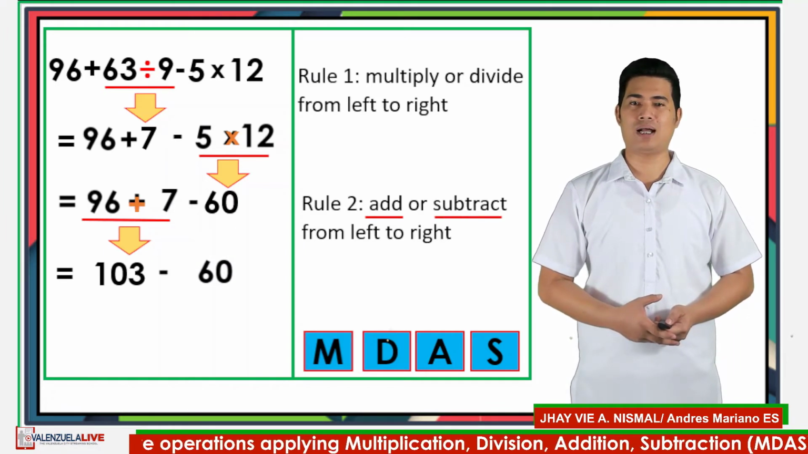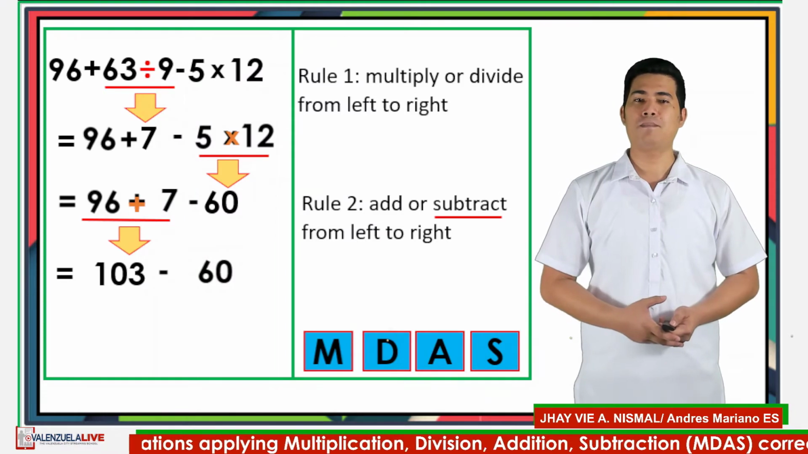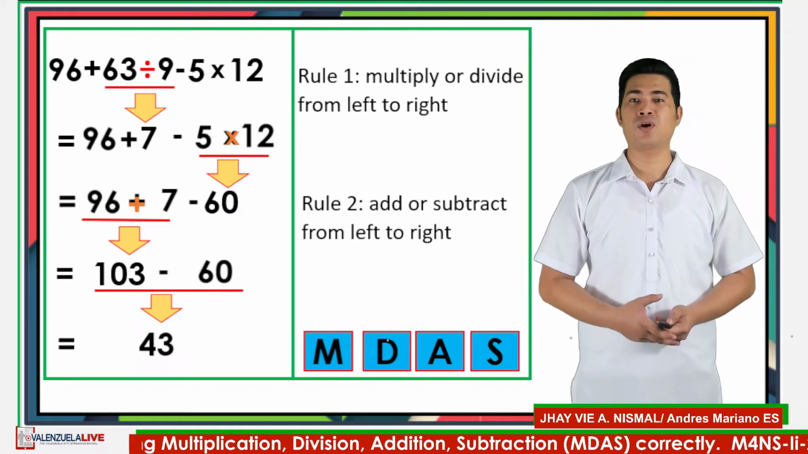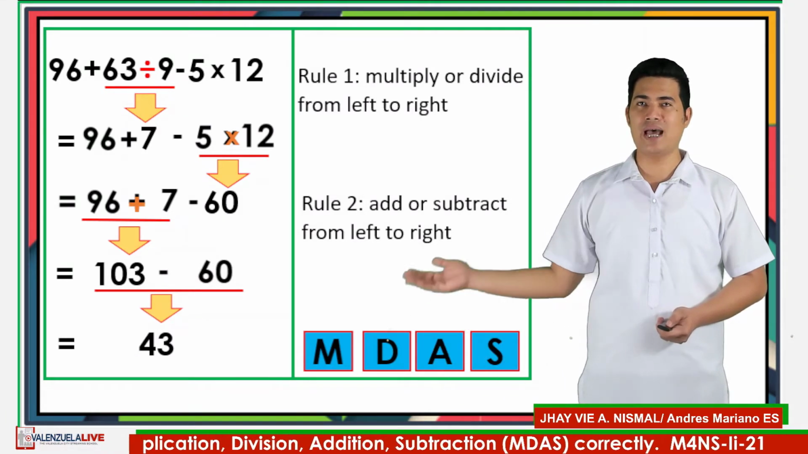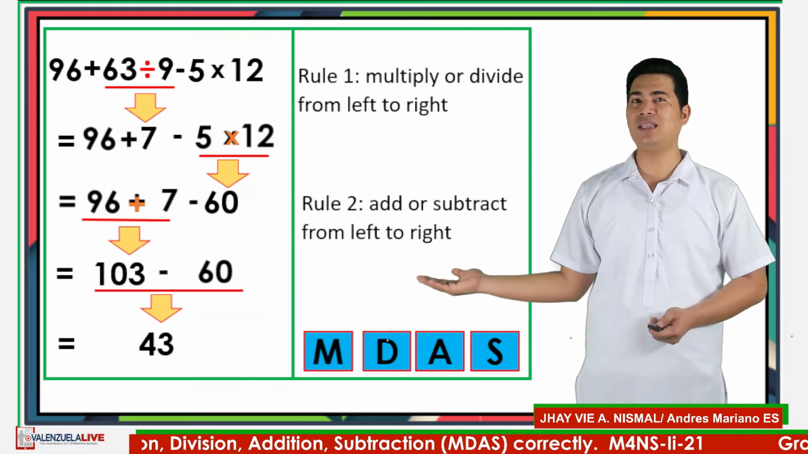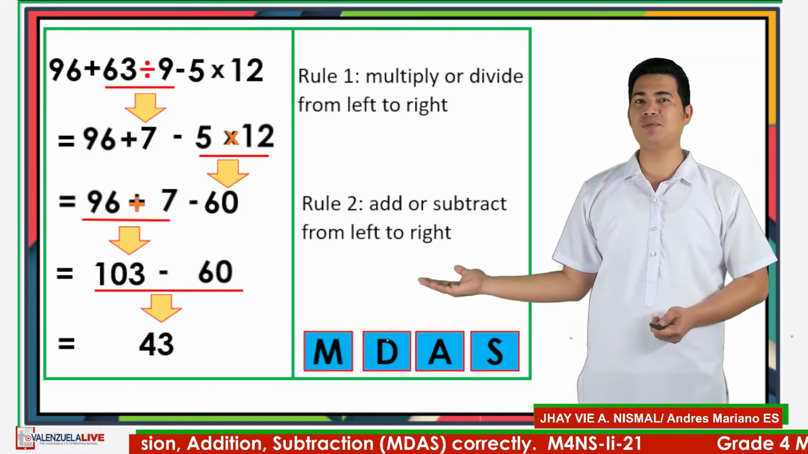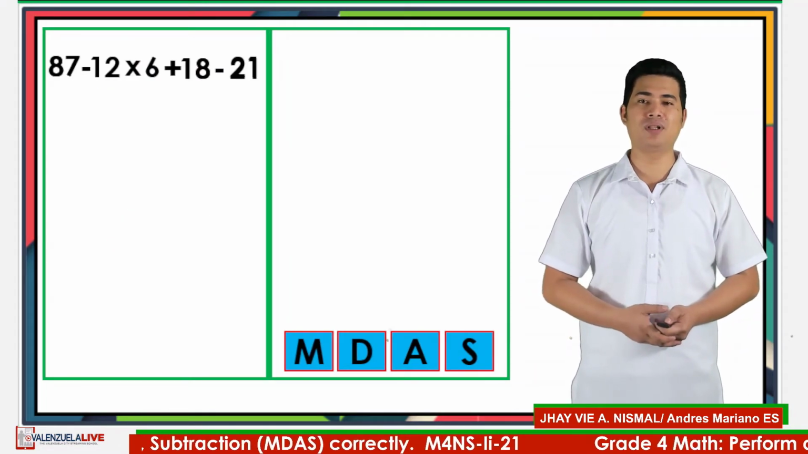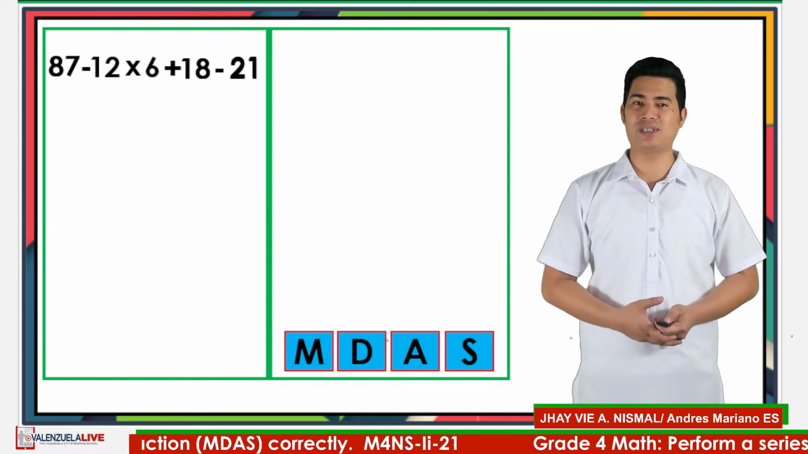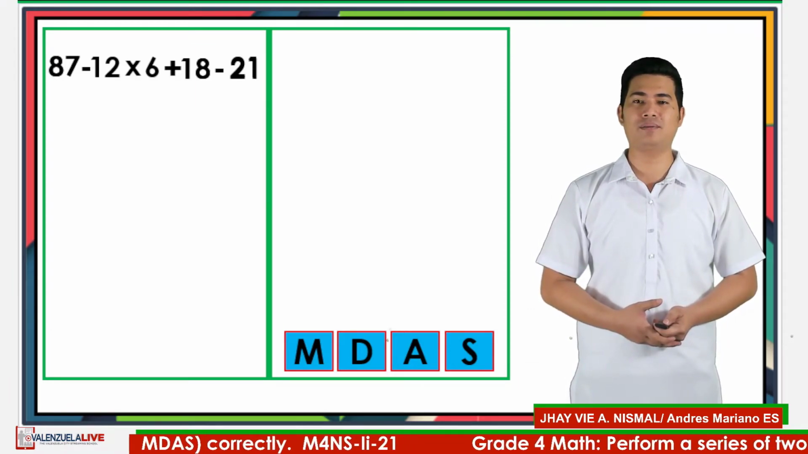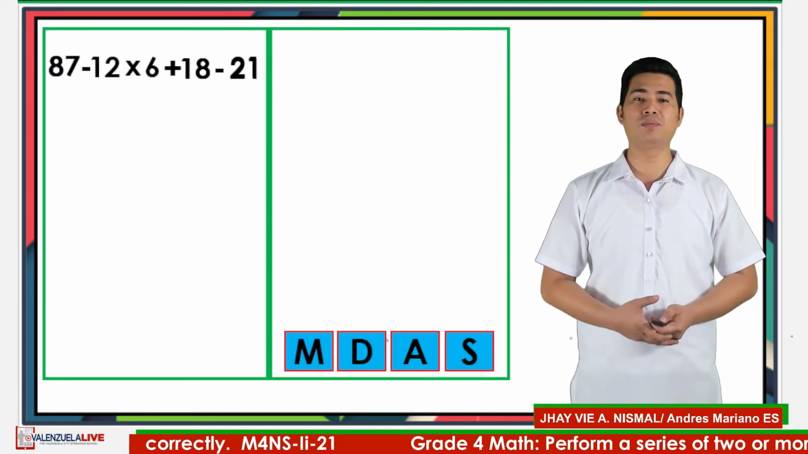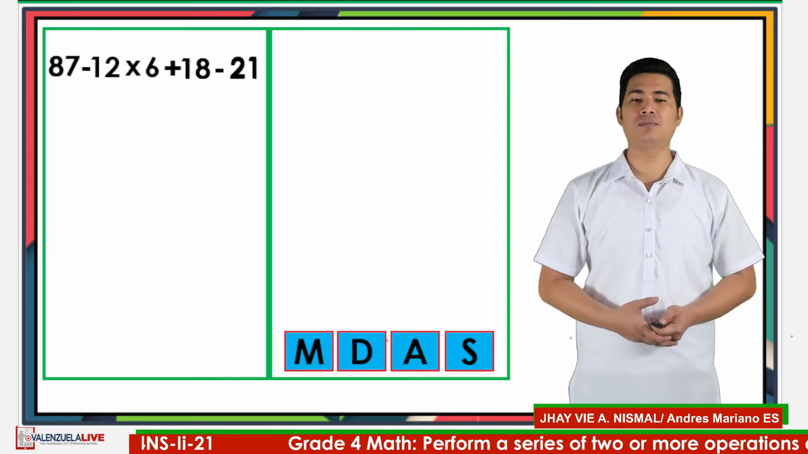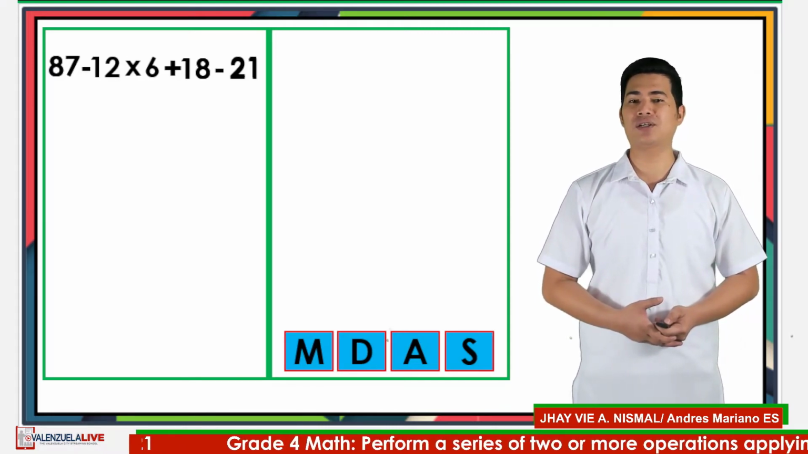Lastly, subtract. 103 minus 60 equals 43. Therefore, 96 plus 63 divided by 9 minus 5 times 12 is equal to 43. Let's have our last example. 87 minus 12 times 6 plus 18 minus 21. What operations are involved in the expression? Yes, exactly. We have subtraction, multiplication, addition, and another subtraction.